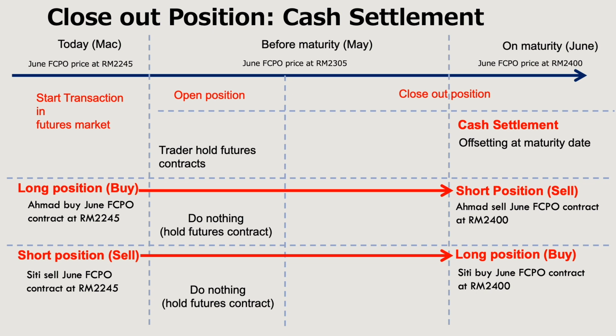For CT's example, CT start his transaction in March. CT sell June FCPO at price 2245 in March. To close out using cash settlement in June, CT need to take long position, or basically CT need to buy June FCPO contract at current market price of June contract in June, which is at RM2400.